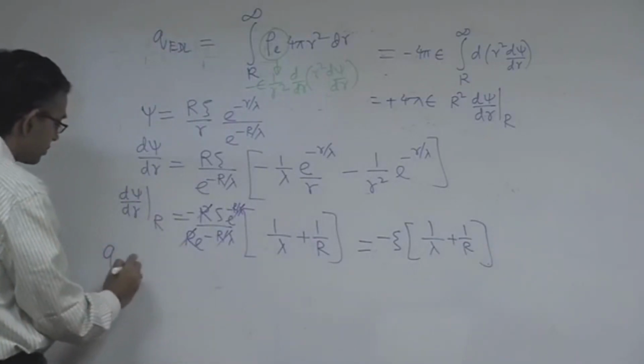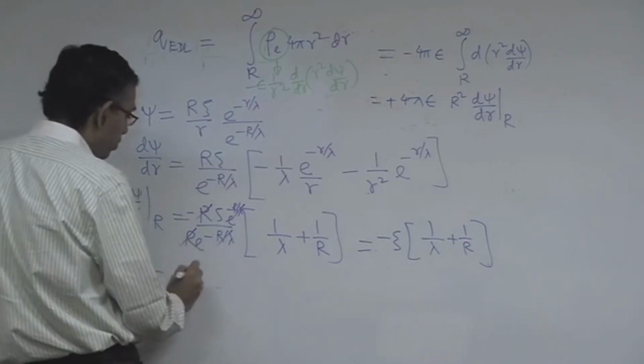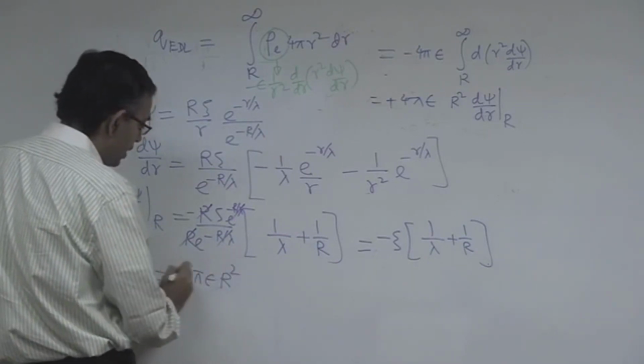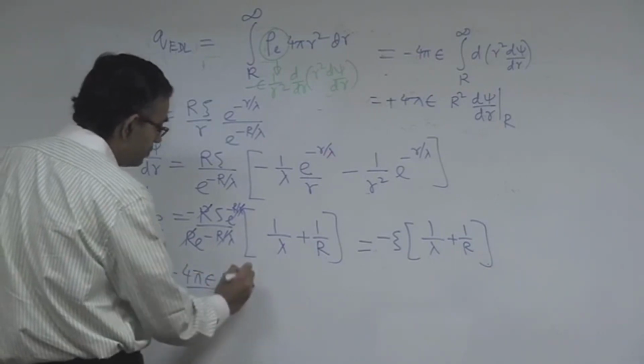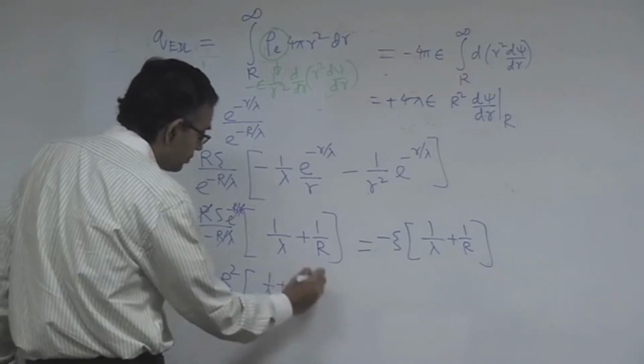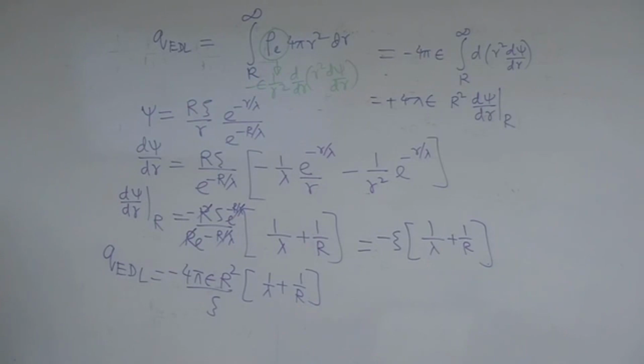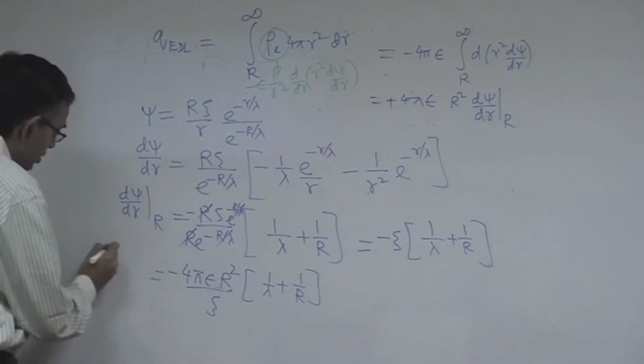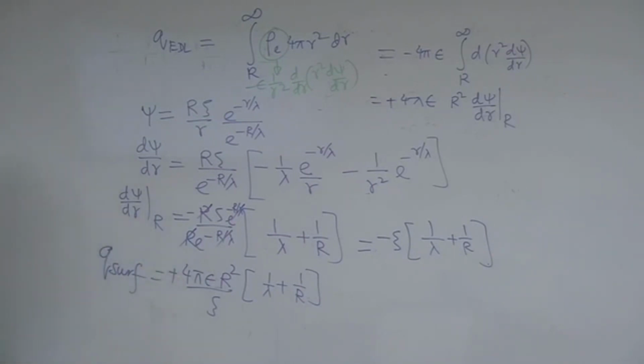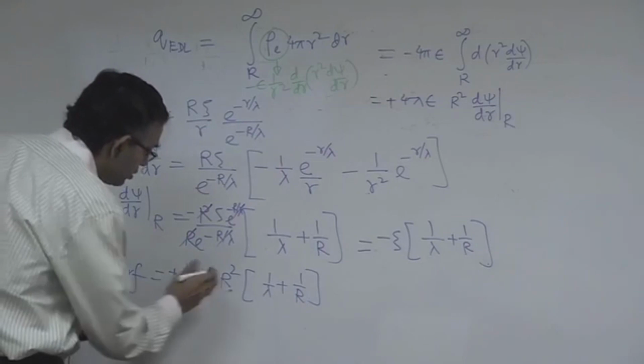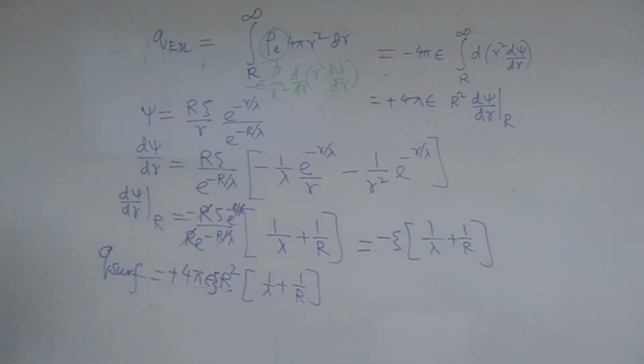Therefore, q ideal is equal to 4 pi epsilon R square, minus 4 pi epsilon R square zeta into 1 by lambda plus 1 by R. Now, what is the charge on the sphere? It is minus of the q ideal. So, q surface, this minus becomes plus, zeta will be in the numerator. This is the q surface.